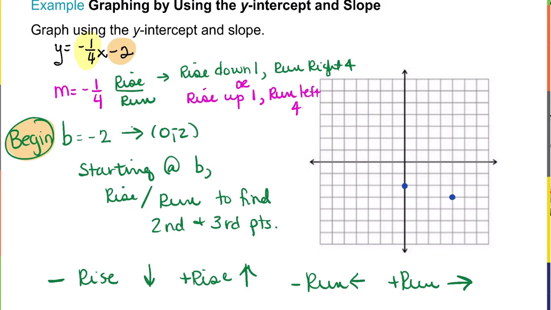Or I can do the opposite. I can say negative 1 over 4 is the same as 1 over negative 4. So in that case, I could rise 1 and run left 4 for the negative. Either way, it lines up and forms a line. And this line is still y equals negative 1/4 x minus 2. It's the same line that we just graphed.